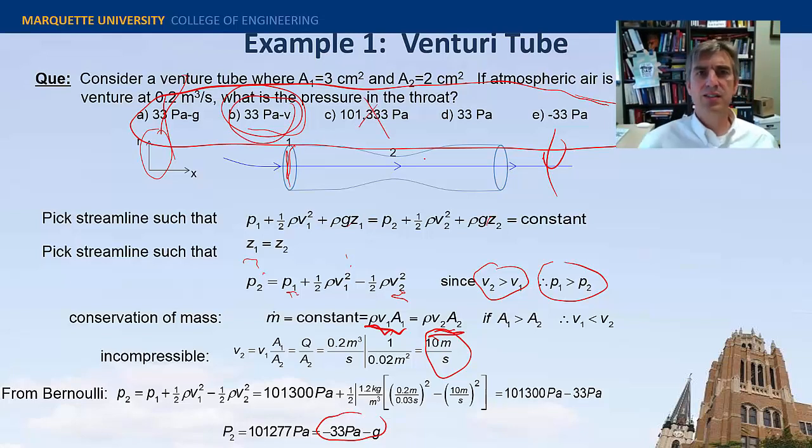Not that. That's 33 pascals above atmospheric pressure. That's 33 pascals absolute pressure. That's just above absolute vacuum. So that's not the answer. And then this is just crazy talk. There's no such thing as minus 33 pascals below absolute zero.